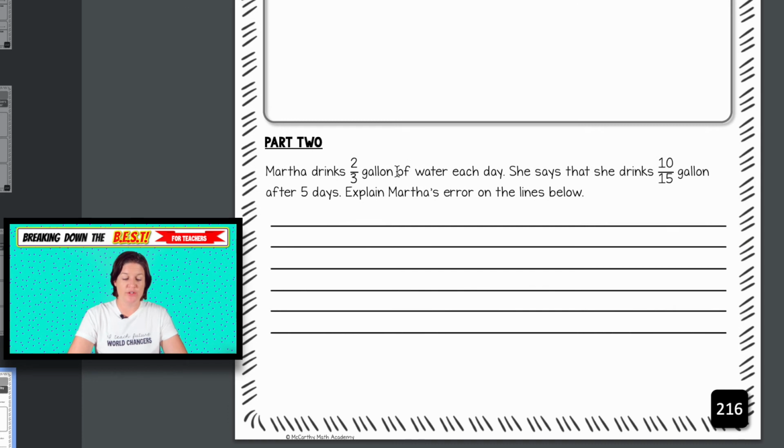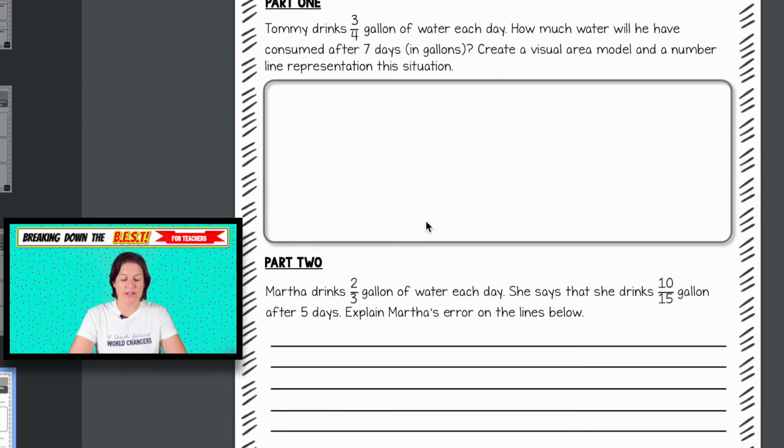Then part 2, Martha drinks 2/3 of water each day. She says that she drinks 10/15 gallons after 5 days. Explain Martha's errors on the lines below. So they're having to look at what somebody else did, analyze their error, and help to fix it.